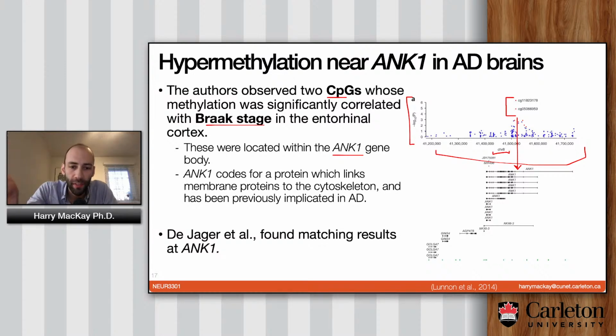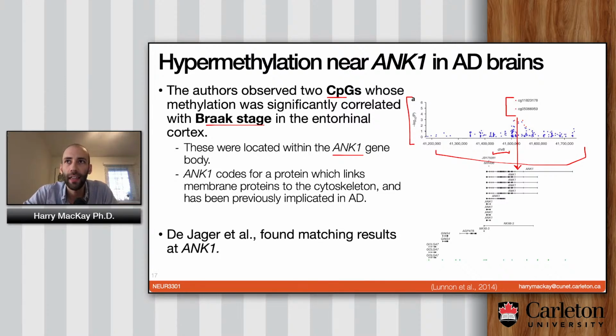ANK1 codes for a protein which links membrane proteins to the cytoskeleton, and as a gene, it has been previously implicated in Alzheimer's disease. So it's always nice when you can take a gene that has some level of connection to the trait that you're interested in, and then show, over and above that, there's also an epigenetic link that is tissue specific and concerns the tissue of interest for your phenotype.